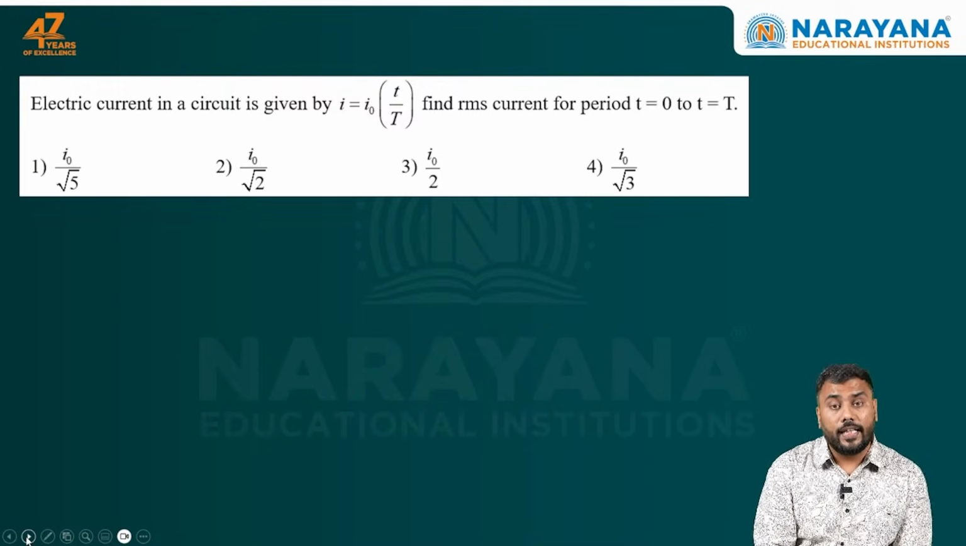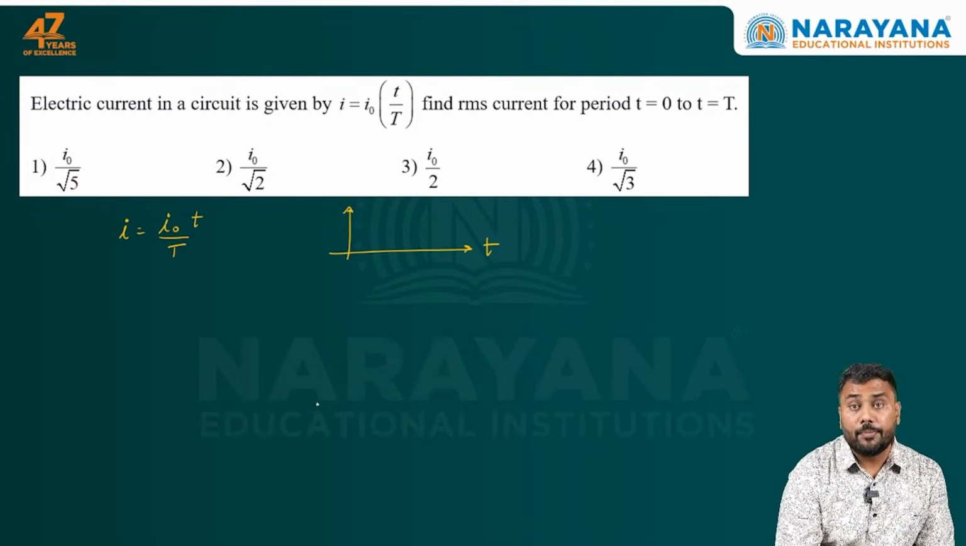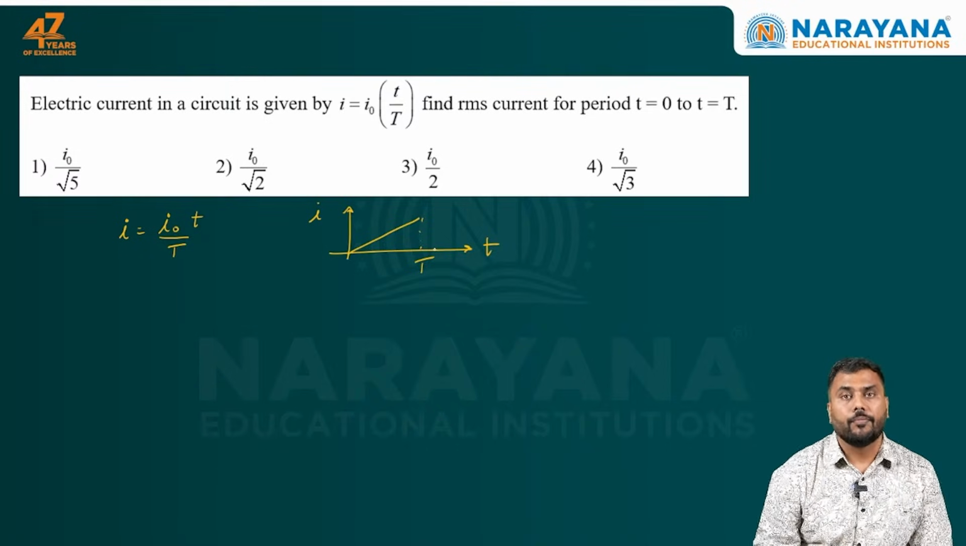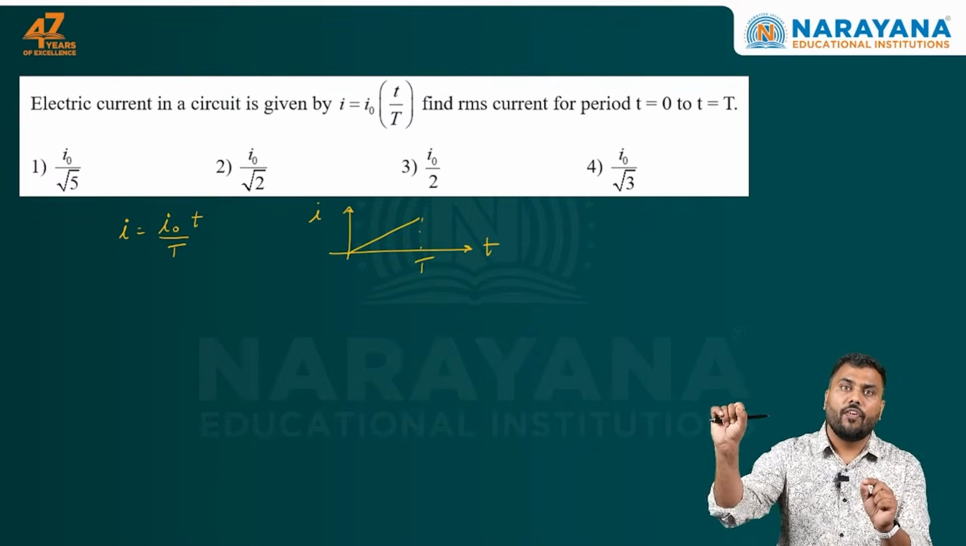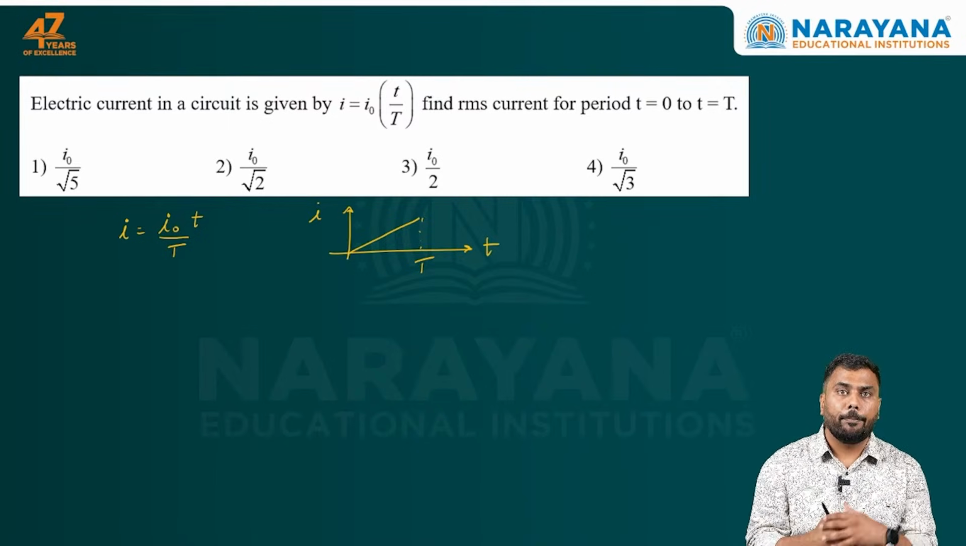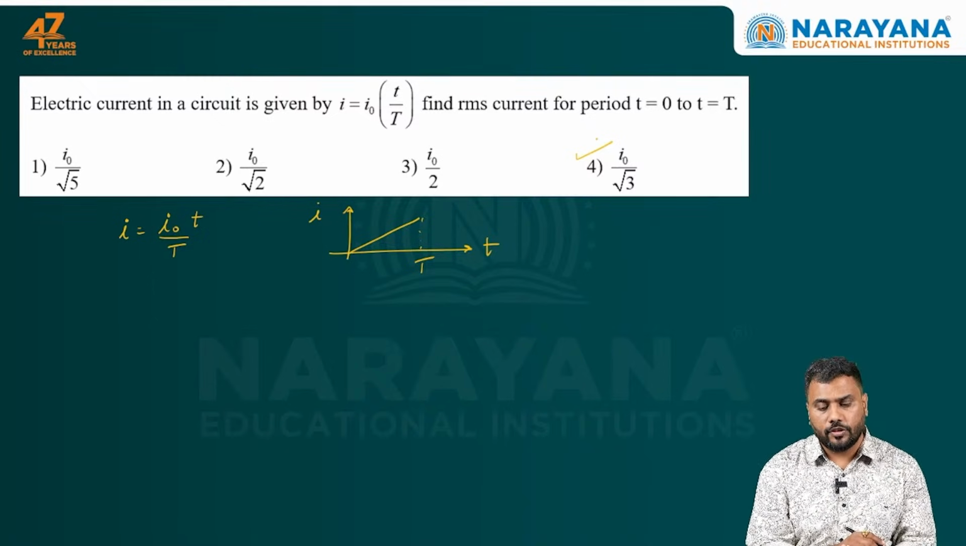I naught t by T, t by capital T. So current is given by I equal to I naught small t by capital T. If you see the graph of this current versus time, then this current should be linearly increasing up to a time of capital T. So if you know directly that for triangular waveform, the RMS current is given by peak value by root 3. So by directly that knowledge, you can say the correct answer should be option 4.